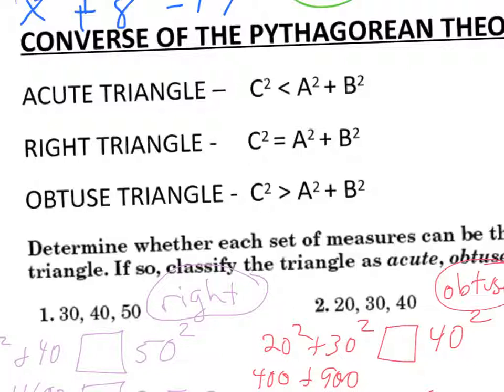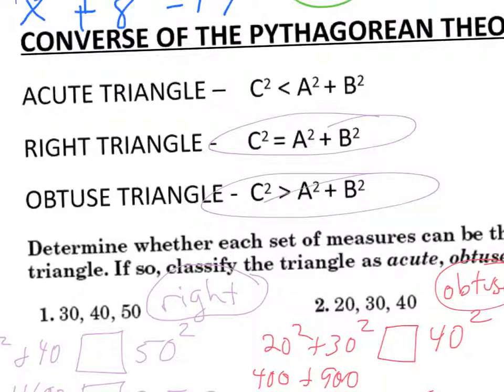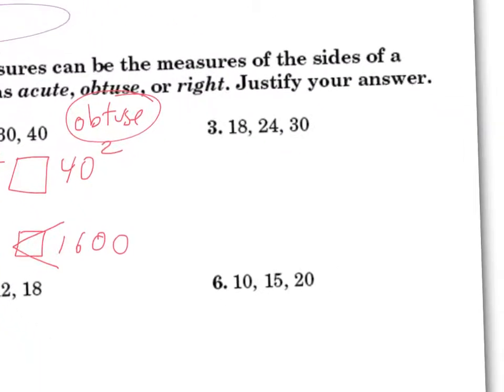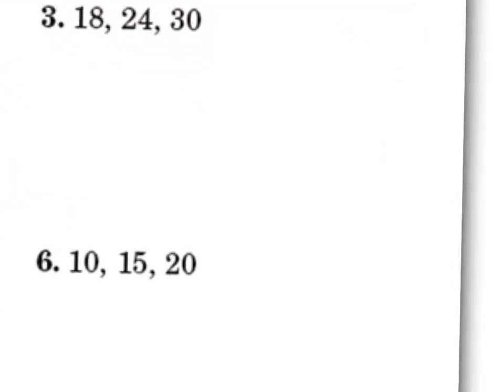If the two are equal, it's a right triangle. If the hypotenuse is greater, which is what we just had, if the c squared is greater, it's obtuse. If it's less, then it's acute. So let's look at this one here. Look at another example.